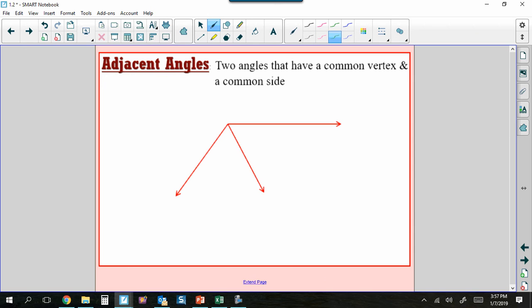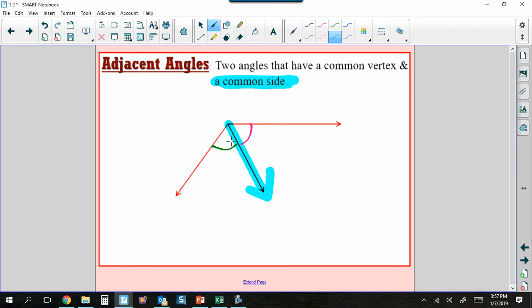So these are angles that are next to each other. They will share a ray. That ray will go from the vertex up through somewhere between the 2 angles. So adjacent angles are 2 angles with a common vertex and a shared side.